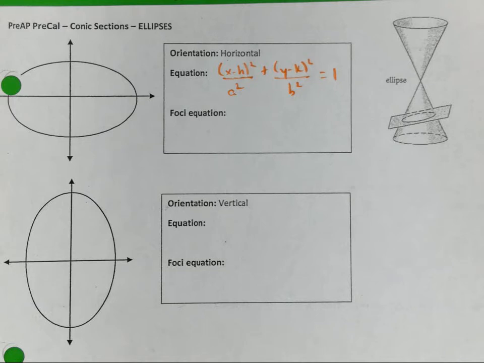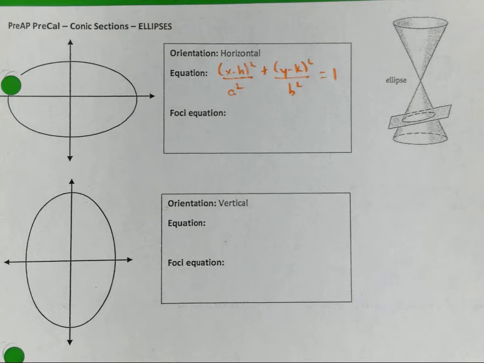You know how we read the center for a circle? It's opposite of what you see in the parentheses. That's the same for an ellipse too. Okay? That's the same thing. So if I saw x minus 2 plus y minus 3, my center of my ellipse would be 2, 3. Is everybody good with that?